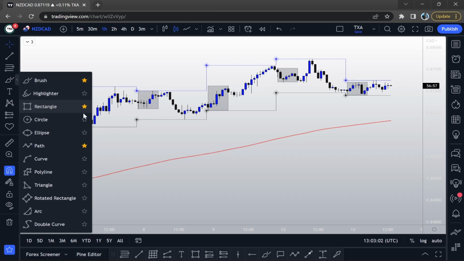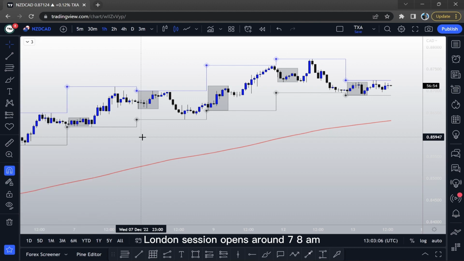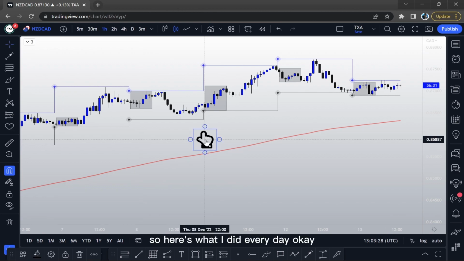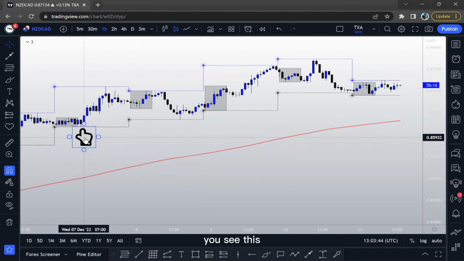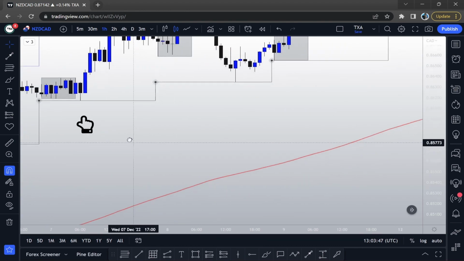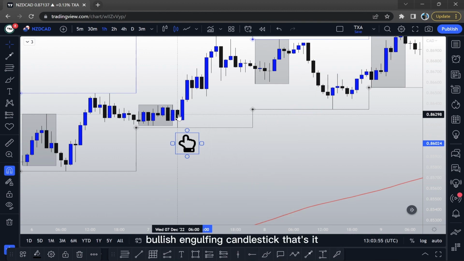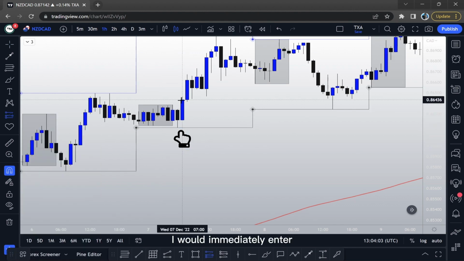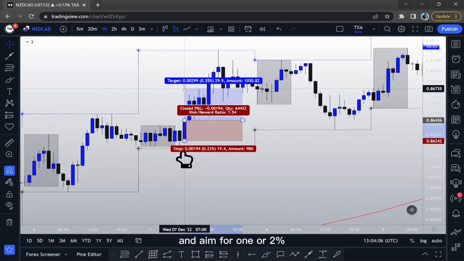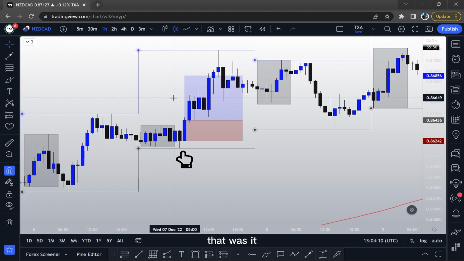Here's what you do. London session opens around 7, 8 a.m. 7 a.m. is Frankfurt, 8 a.m. is London. So here's what I did every day, okay? Every day I woke up in the morning and I would scout all the charts and I would wait for a color change engulfing candlestick entry. Color change engulfing means something like this. You see this? Whenever this blue candle engulfs this black candle, that's the color change bullish engulfing candlestick. That's it. So whenever I saw this, I would immediately enter. I would enter like this and aim for 1 or 2%. That was it. That's my entry.